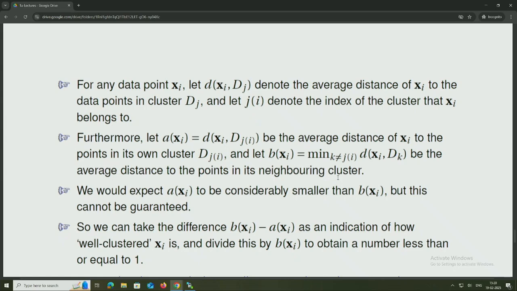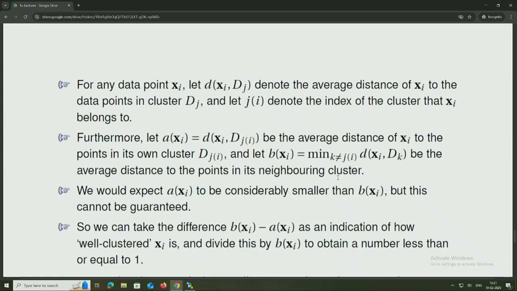And then I'll find the distance of this point to all the points in the other cluster. Which one will be minimum? This one will be closer to this than this one, based on the figure I've drawn. Which means this is my b value and this is my a value. That is what it's saying. What is b(xi)? It is the average distance to the points in the neighboring cluster, and you're finding the minimum of that. So you do it for all the clusters, and the minimum which you get is this.